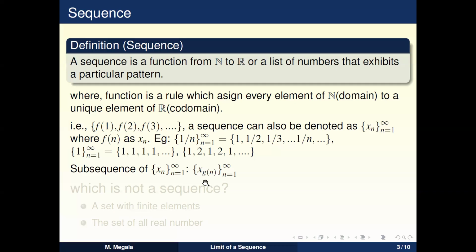From the above, we can say some subsequences, like 1, 1, 1. This is also a subsequence of this sequence. Also 2, 2, 2, if I take that, it is also a subsequence of this sequence. And here, 1 by n to infinity, if I take that, it is also another subsequence.